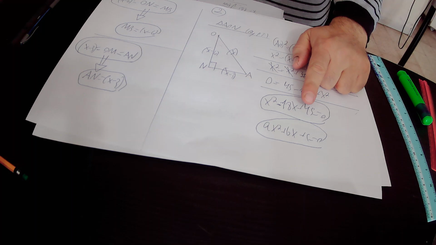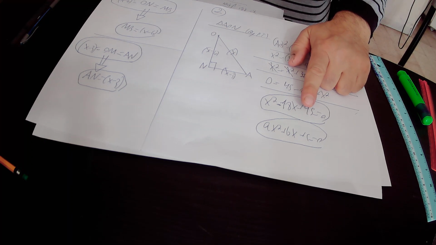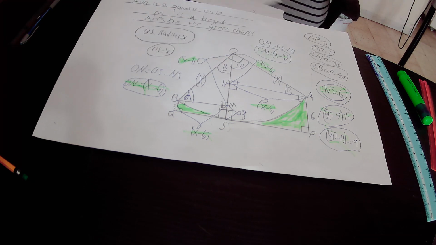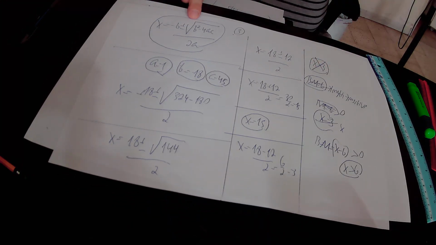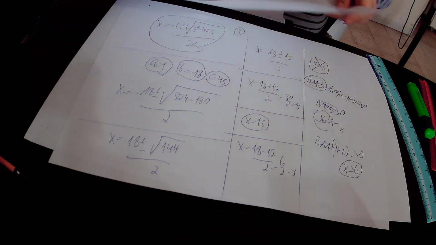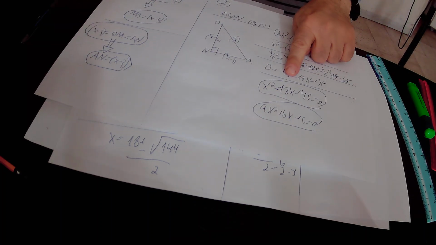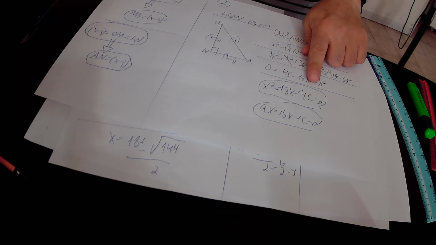In this general formula, a, b, and c are the coefficients of the quadratic equation, and x is the variable that we are looking for. We find the value of x according to the following formula: x equals minus b plus or minus the square root of b squared minus 4ac, over 2a. In our specific quadratic equation, the coefficient a equals 1, the coefficient b equals minus 18, and the coefficient c equals 45.